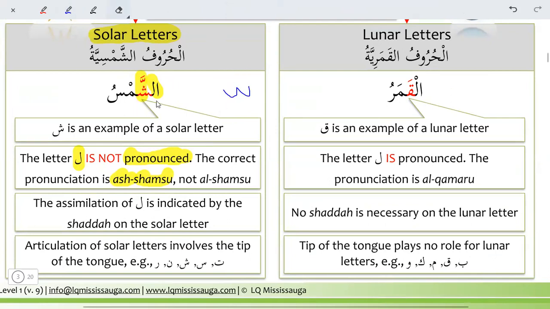Okay. If there is a tashdid on a letter, it means that we will not pronounce the alif lam. And if there is no tashdid, then we will pronounce this lam, like al-qamaru. You see here, this qaf doesn't have this tashdid. So if there is no tashdid, then we will pronounce the lam. Then we will pronounce it al-qamaru.